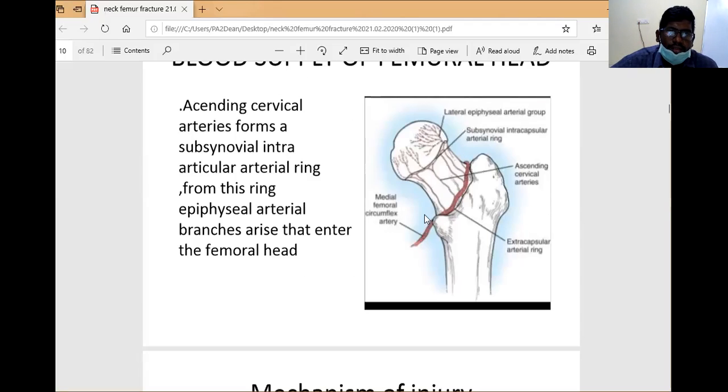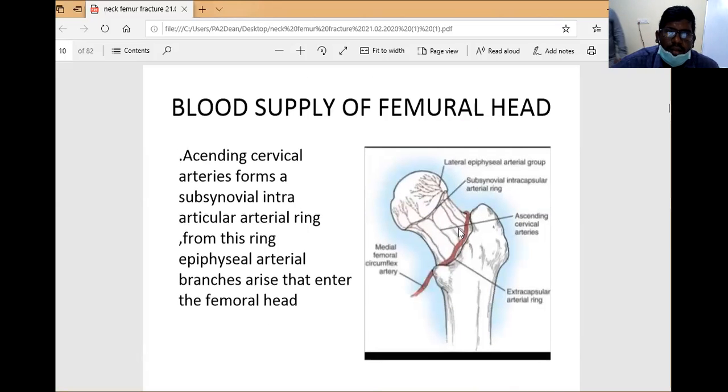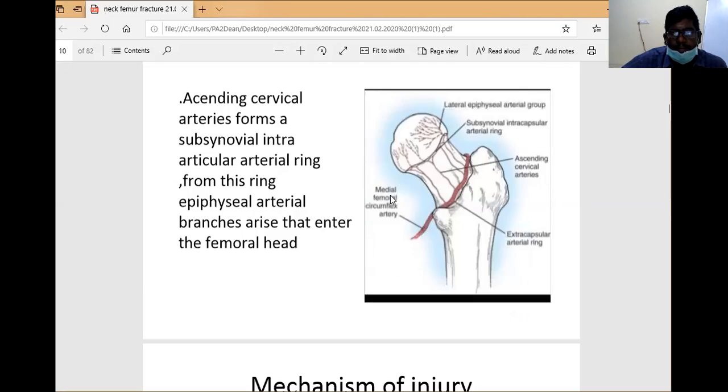So this is the extracapsular arterial ring, from which retinacular, cervical arteries come, and form another intracapsular subsynovial arterial ring. From this ring arises the epiphyseal arterial group. The lateral epiphyseal arterial group supplies the major blood supply to the head, and a small portion of the head is supplied by the artery of ligamentum teres, which runs along the ligamentum teres.